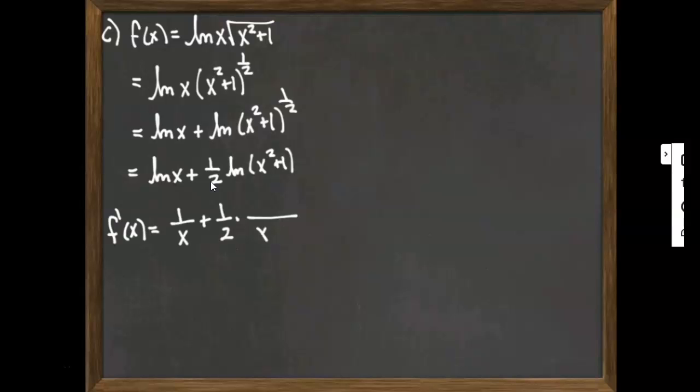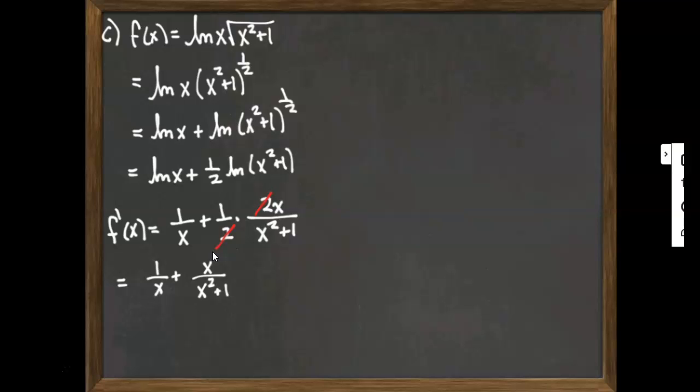F prime, derivative of ln of x, would be just 1 over x plus 1/2, and then we have to do the derivative of ln of this stuff. So the x squared plus 1 goes in the bottom. Derivative of x squared plus 1, which is 2x, goes in the top. And then we can do just a little bit of cleaning. The 2's cancel out. So we have 1 over x plus x over x squared plus 1. And we could leave the answer like that, and it's fine.